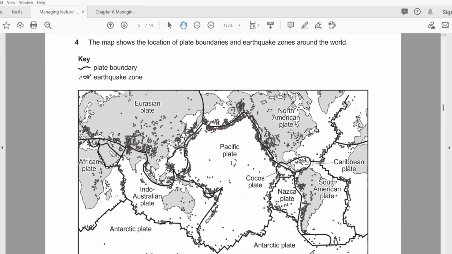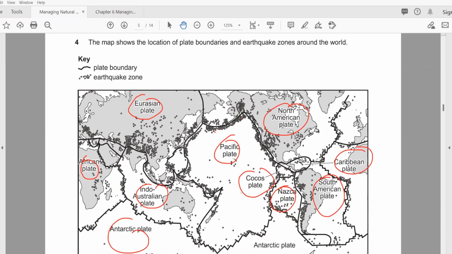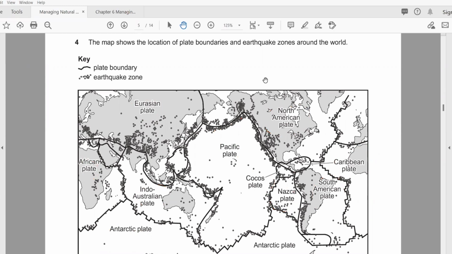Now you can see the plates. These are the major plates: Eurasian plate, African plate, Pacific plate, Indo-Australian plate, Antarctic plate, and then you have the North American plate, South American plate, and Caribbean plate. So these are the major plates. The minor plates are the Nazca plate, and then this one, the Cocos plate. So these are the tectonic plates.